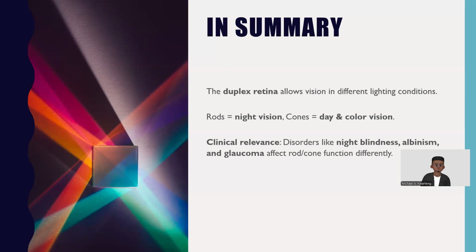In summary, the duplex retina allows vision in different lighting conditions such as photopic vision, scotopic vision, and mesopic vision. The rods are used for night vision and the cones for day and color vision. In terms of clinical relevance, disorders like night blindness, albinism, and glaucoma affect rod cone function differently.